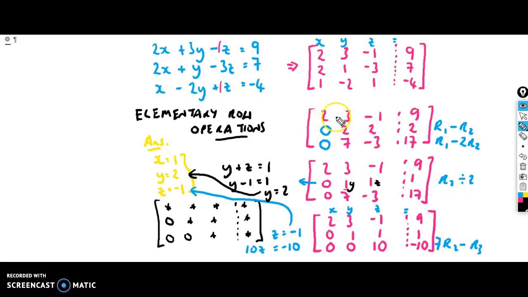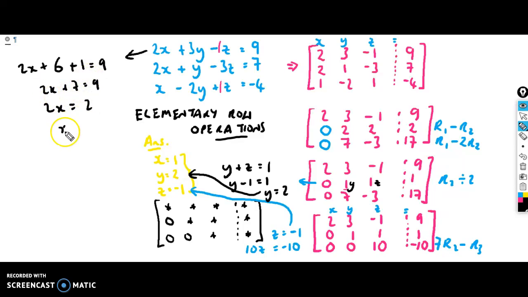And now let's take the opening line. We'll take it off of this. We know that we have 2x plus 3 lots of y, which is 2, so plus 6, minus 1 lot of z, and z is minus 1, so that's going to be plus 1, equals 9. 2x plus 7 equals 9. 2x equals 2, x equals 1, which, yes, is the answer.